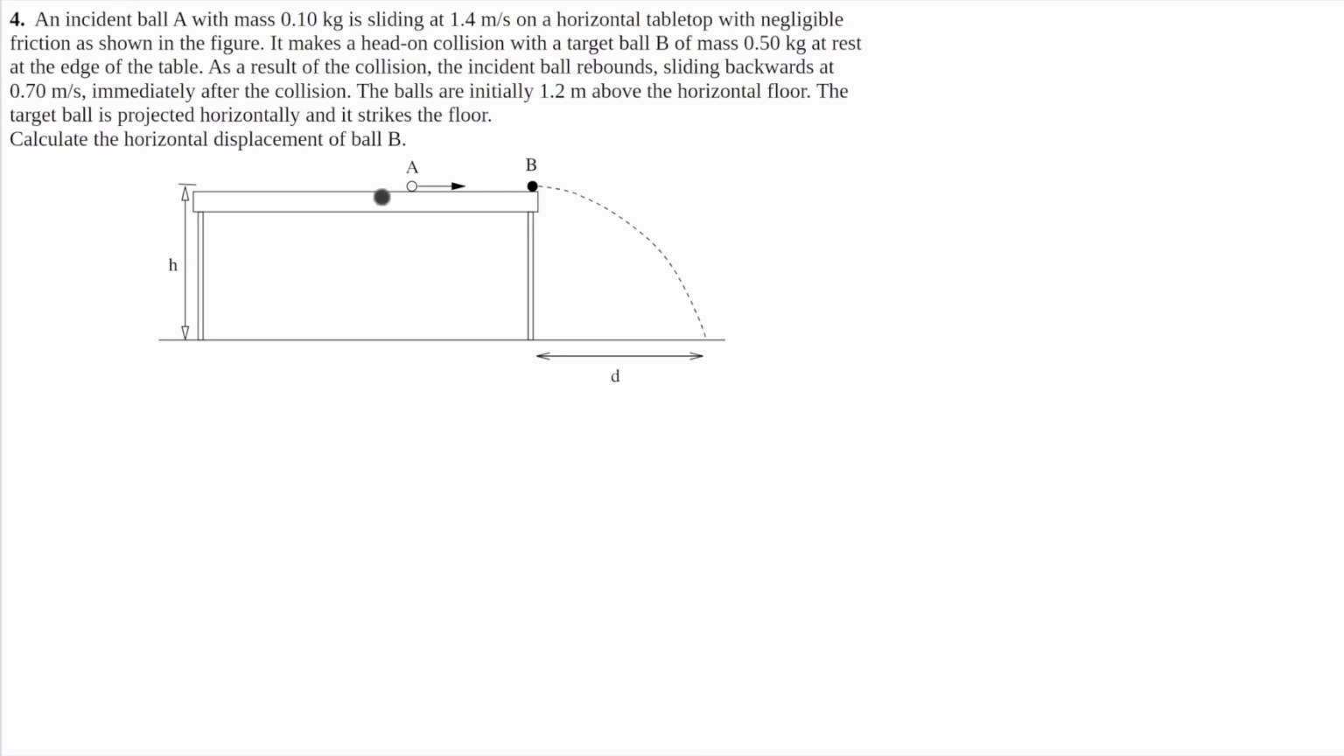Here's number 4. So there's a ball A that'll roll across this table until it hits ball B, and it'll send ball B flying off this table. And ball B will have a displacement from the base of the table to wherever it lands, and this is ultimately what we need to solve for.